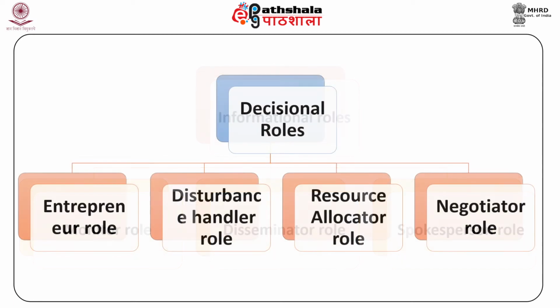Next, spokesperson role. Managers are representatives and ambassadors of their organization as they speak on its behalf with the outside world. Decisional roles. The decisional roles are further divided into four roles, namely entrepreneur role. Like an entrepreneur, the manager also coordinates various factors of production like land, labor, and capital to achieve organizational goal.